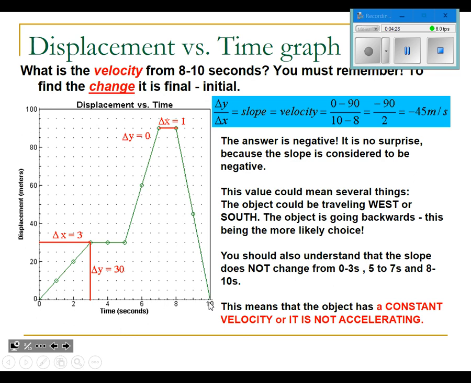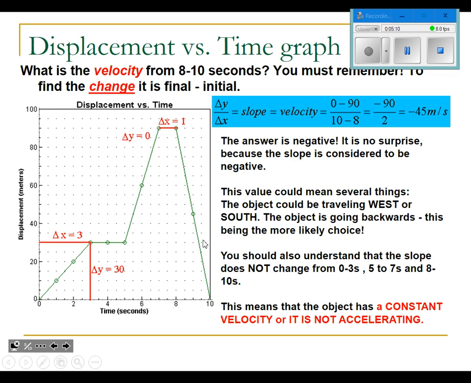You should also understand that the slope does not change from 0 to 3 seconds, or from 5 to 7 seconds, or from 8 to 10 seconds. So what that means is it's a constant velocity. It's not accelerating. So that means roughly that your car is on cruise control. Okay, so we had our cruise control set for 10 meters per second here. And we had our cruise control set for, I don't know, we went from 30 to 90, so it's probably in 2 seconds. So 30 to 90 is 60 divided by 2, so that's 30 meters per second.